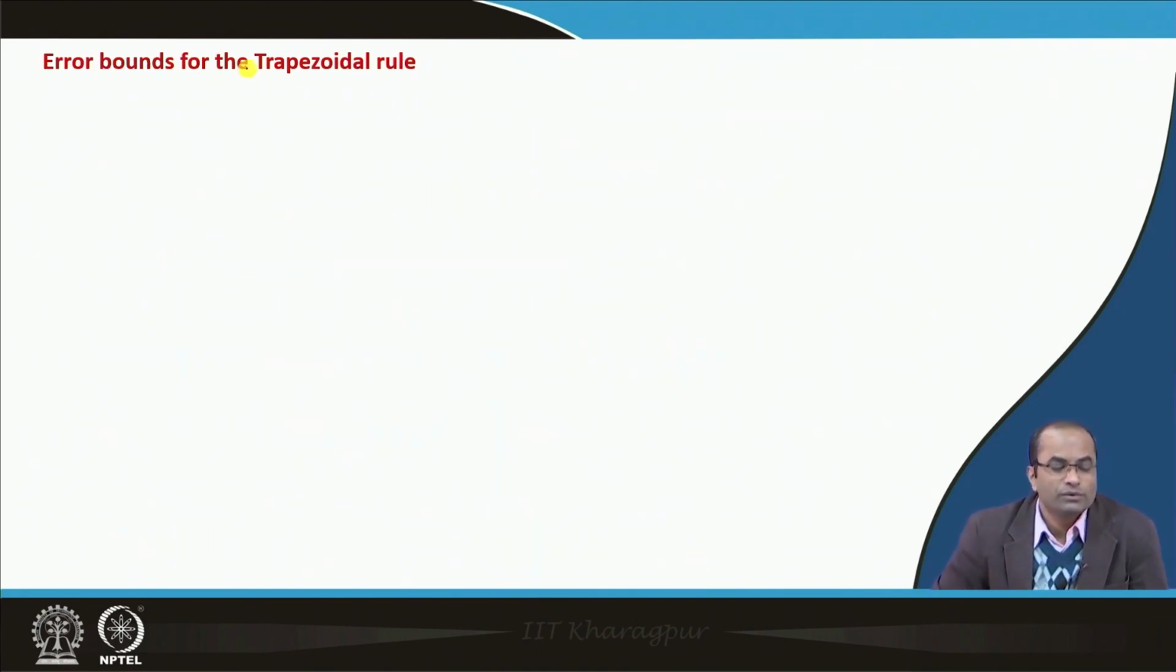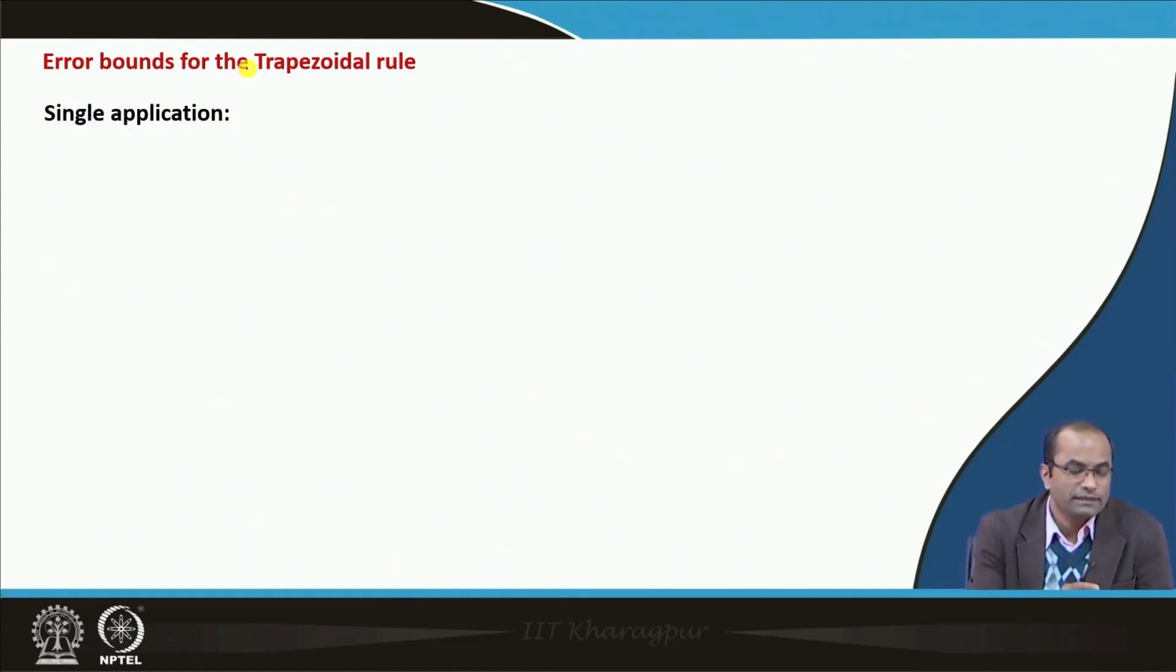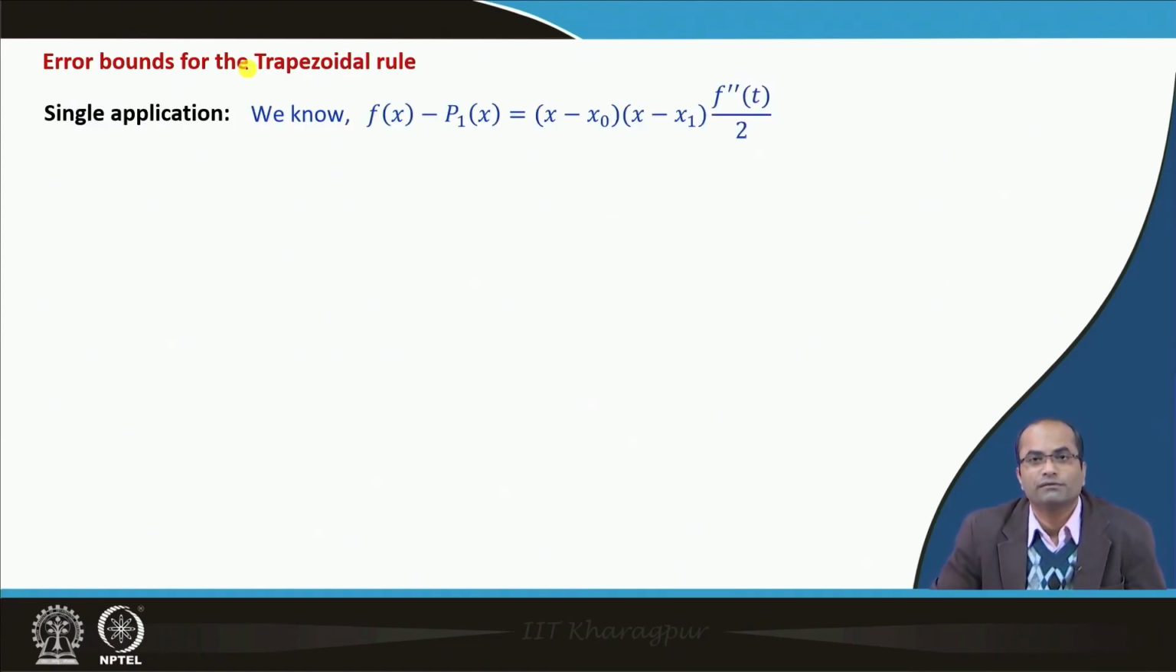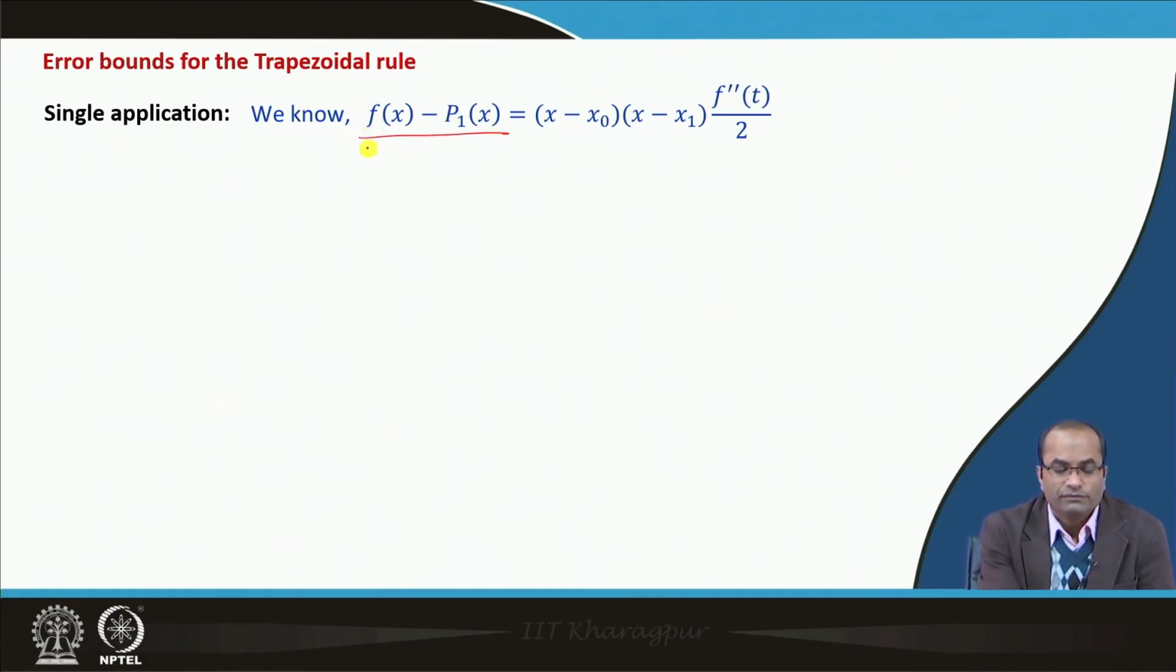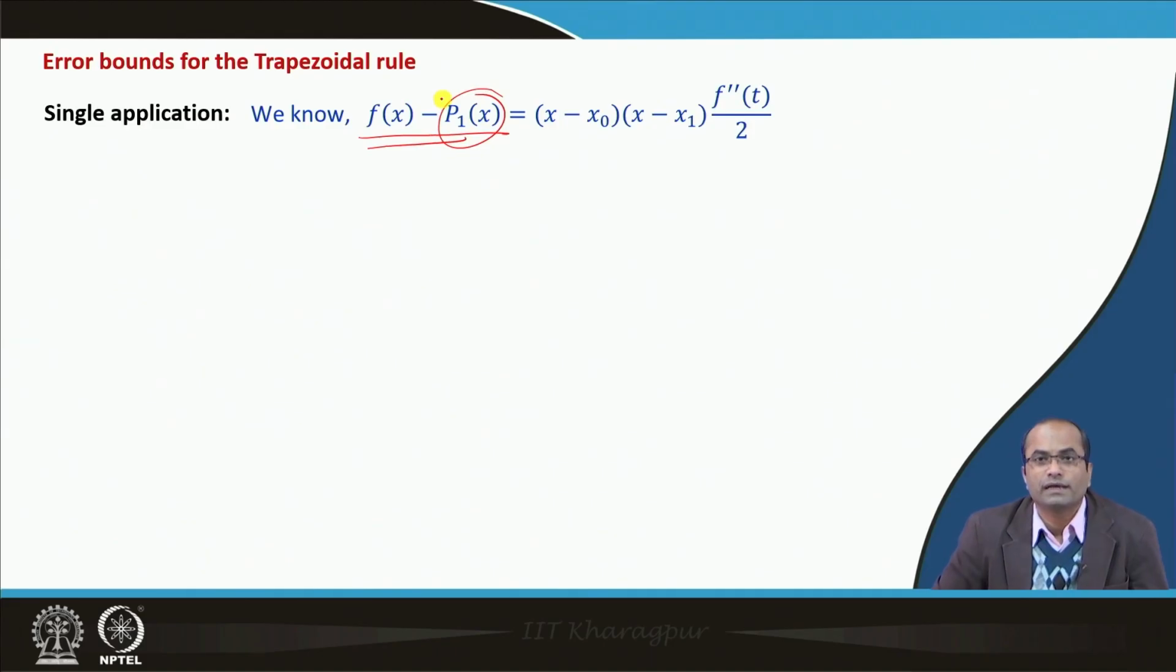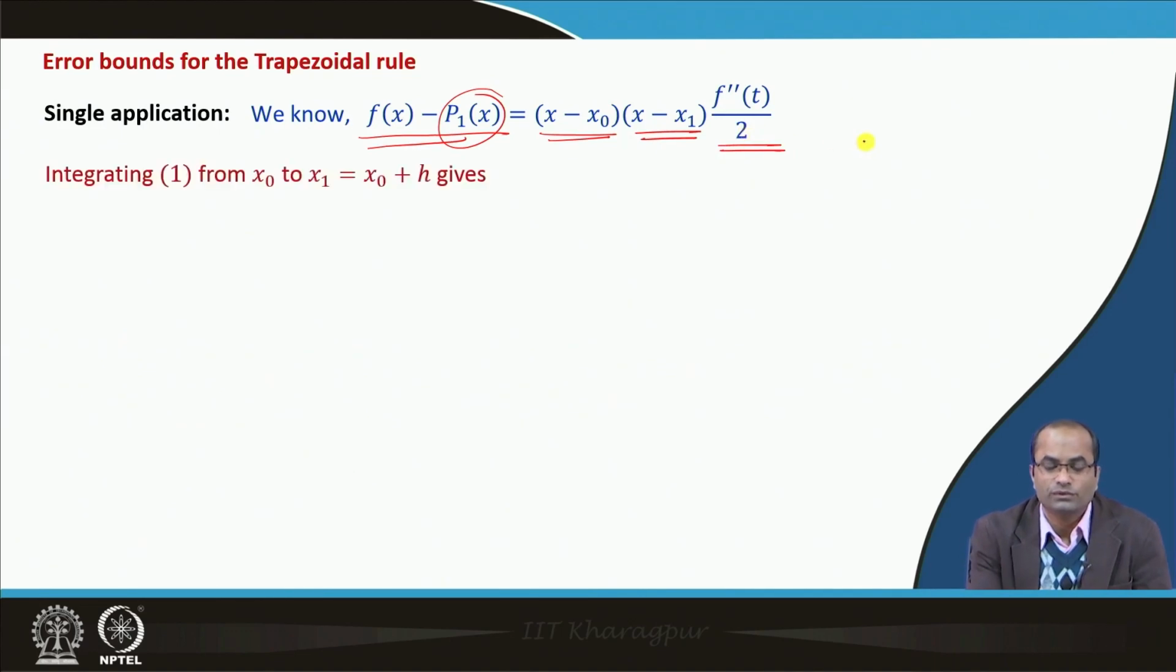So, now we will be talking about the error bounds for this trapezoidal rule, and first we will discuss the single application, and then we will go for the multiple application. We already know from interpolation that the error between the function and its approximation as a polynomial of degree 1 is given by x minus x naught, x minus x 1, and the second derivative of f at t divided by 2, and this t naturally again lies between x naught and x 1 if we are talking about the range of our integral from x naught to x 1.